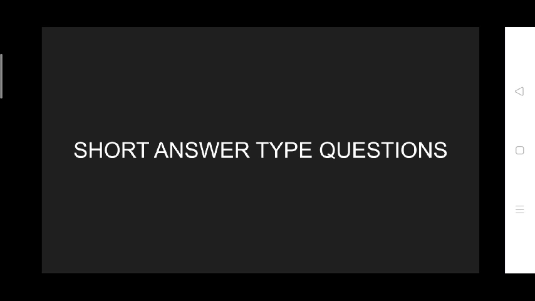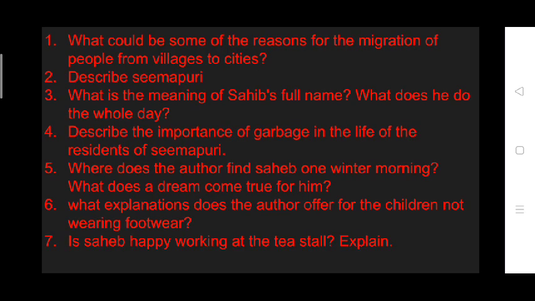Now the comprehension part. The best way to check your comprehension, the understanding of the chapter, is through questions and answers. So first, short answer questions, which you will answer in 30-40 words. There are 7 short answer questions I have chosen for you, thinking that it would cover the entire chapter, and 2 long answer questions. So first, the short answer questions.